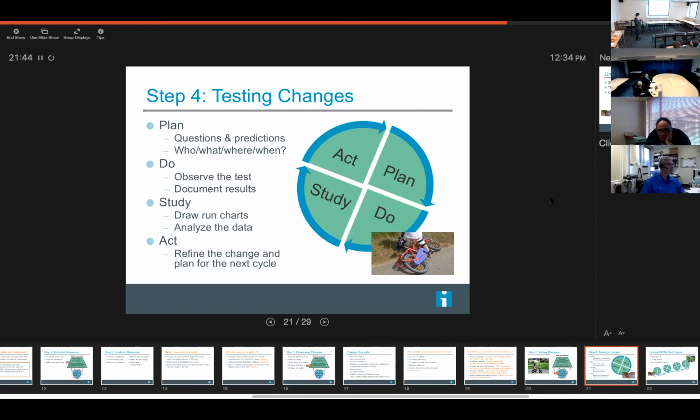So then do is actually doing your small tests. So we're going to just bring those cleaning equipments just for one shift. We're going to put it in a special trolley right here. And then after that, we're going to study what happened. So we're going to ask the staff, how was it for you? Was this any better? What worked? What didn't work? Have you got any other ideas that might be good?